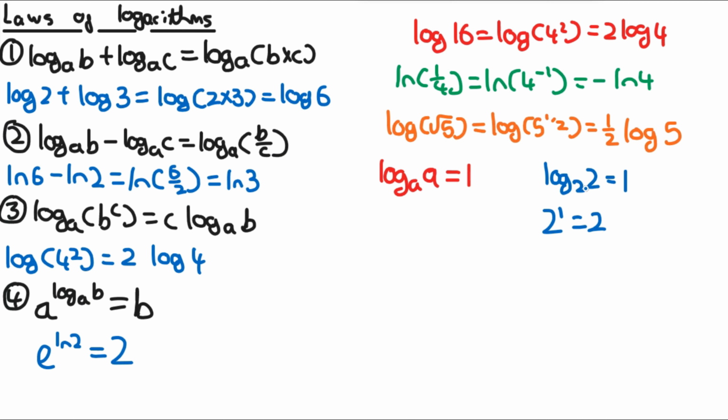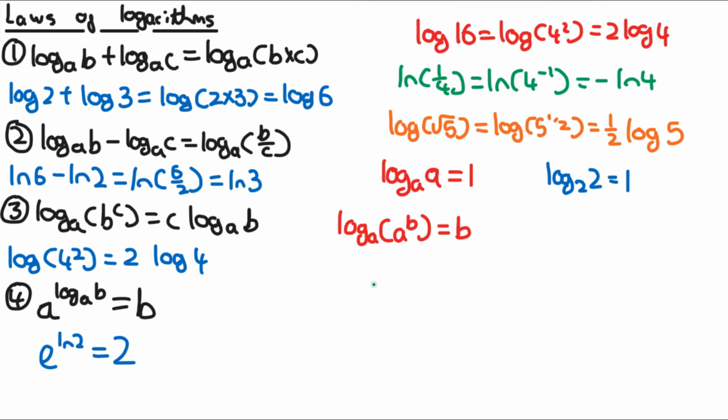So therefore the log base 2 of 2 is equal to 1. And using this law here, we can say that the log base a of a to the power of b is going to be equal to b, because the b is going to come down as a coefficient, so it becomes b times log base a of a, but again, this is equal to 1, so therefore this is just going to become b.